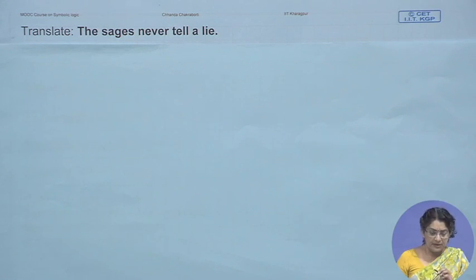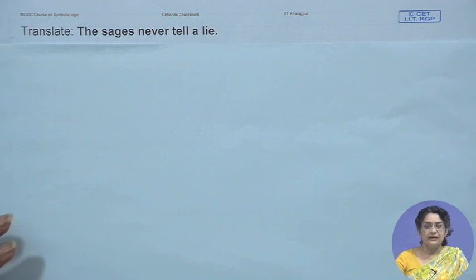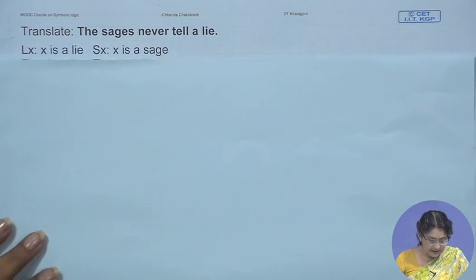Let us try it out with a complex sentence like this: the sages never tell a lie. The sages never tell a lie. Is that a quantified sentence? Can we use quantifiers here? Are there quantity terms here? Because we do not find any all, any no, any some. But with your keen eyes, I am sure you have noticed that there is tremendous possibility.